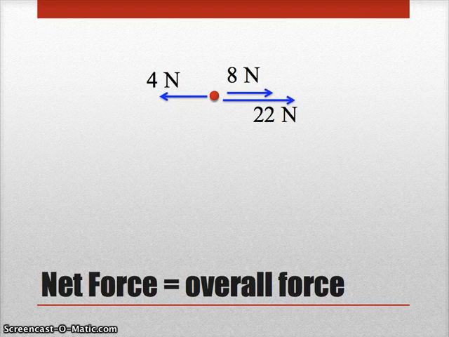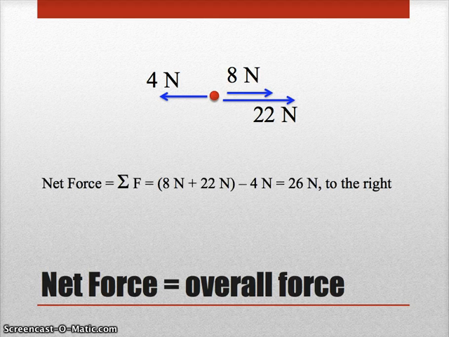Okay, in this case, we have some forces to the right and some forces to the left. And so the two that point to the right, the 8 and the 22, will work with each other, and then they're counteracted by the 4 newtons to the left. And so our net force would be a total of 30 newtons minus the 4 newtons, giving us 26 newtons to the right, because there's more overall force pointing to the right.